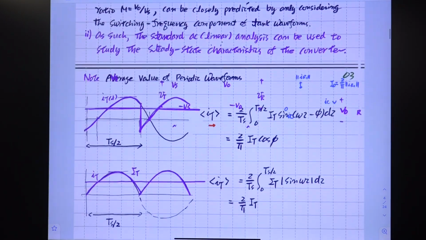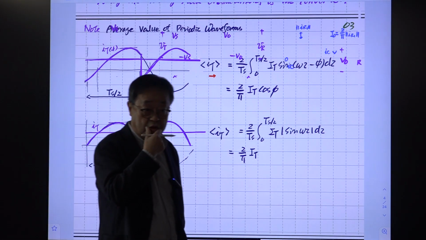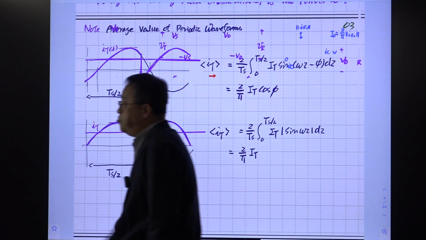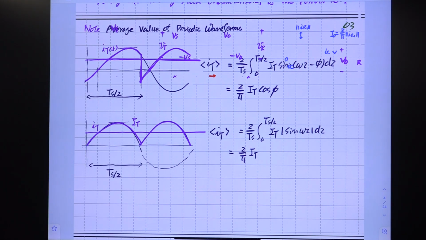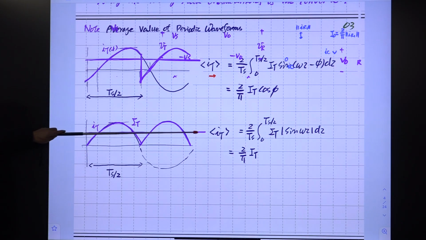For that analysis, you need two basic things. One is the Fourier series expansion of these pulse waveforms. We went through that in the previous lecture. Another one is evaluating the average value of a sinusoidal waveform. So rectify the sinusoidal waveform. Suppose this is the rectified sinusoidal voltage waveform. Then you evaluate the average of this. Then this is the magnitude of IT.